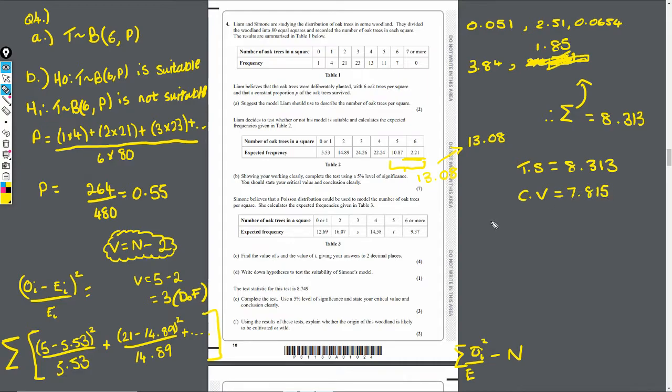Okay, so 7.815. Because our test statistic, I always struggle saying that word, is bigger than my critical value, we need to reject H0. So what did we say? This distribution is not suitable. So reject H0: the binomial distribution is not suitable.